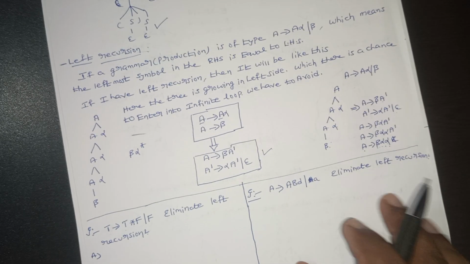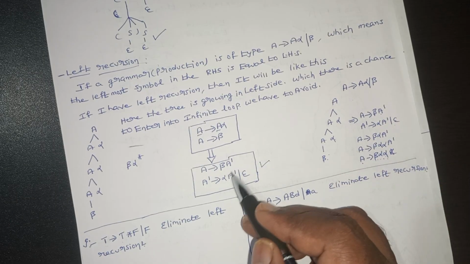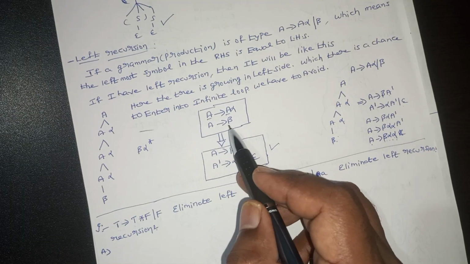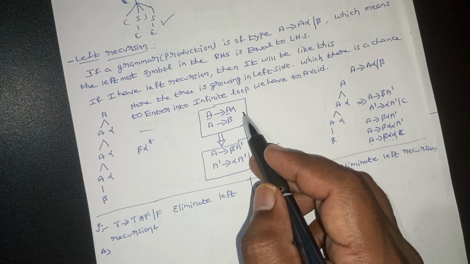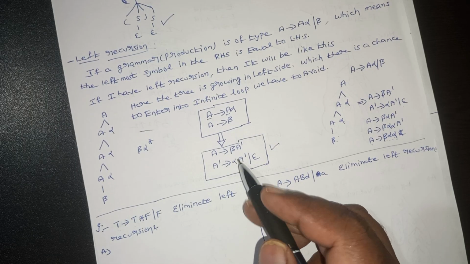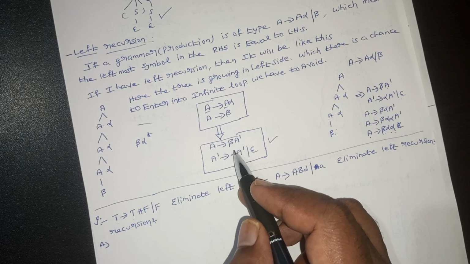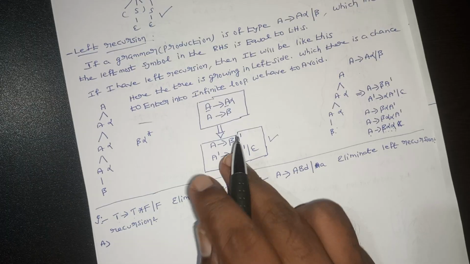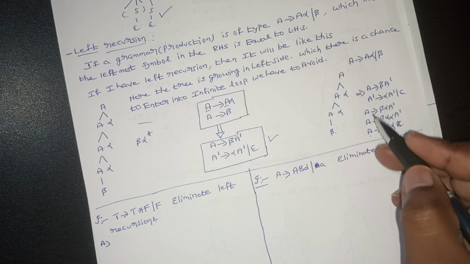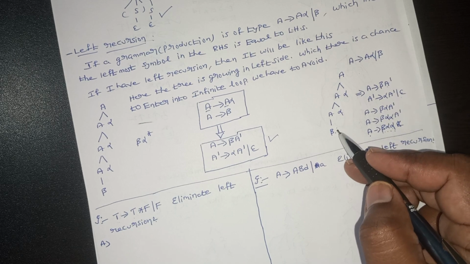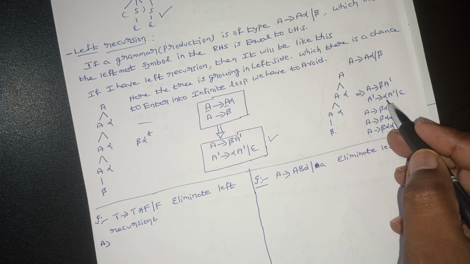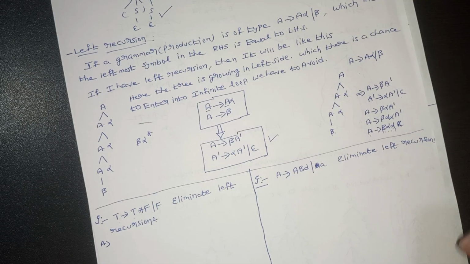So very simple, this is the way I am writing this formula. A tends to A alpha, A tends to beta: this is the grammar with left recursion. Then you have to update this grammar like this. Now see here, in this I don't have any left recursion. This formula you have to apply for the problems. This is how I got beta alpha A dash, and in the place of A dash, I am writing alpha A dash.